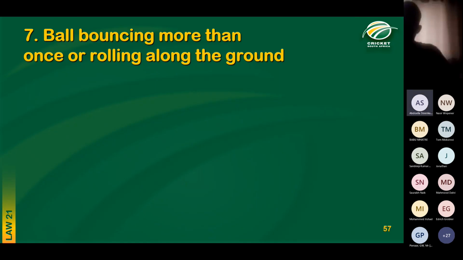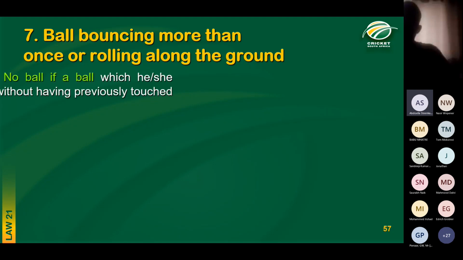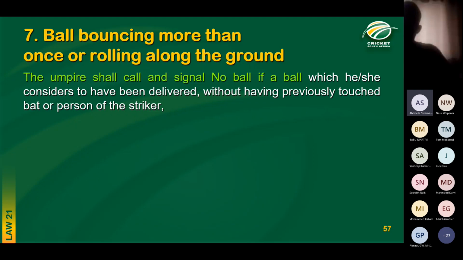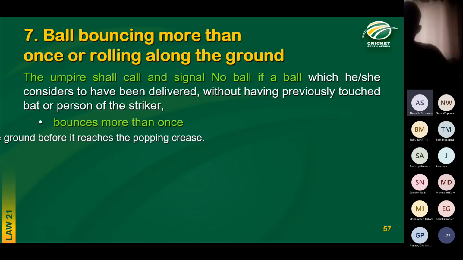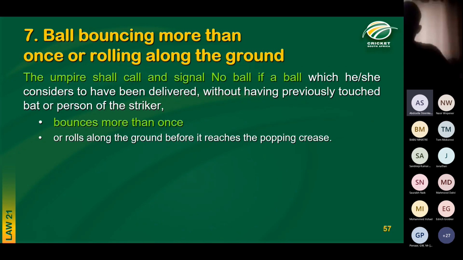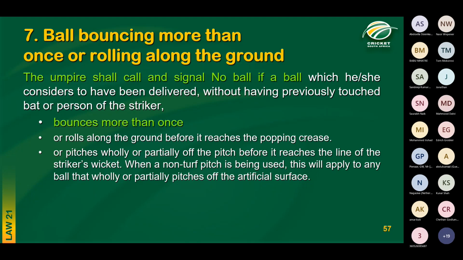So what happens if a ball bounces more than once, or it rolls along the ground? The law tells us that either umpire shall call and signal no ball if the ball bounces more than once or rolls along the ground before reaching the popping crease. So if it bounces a second time before reaching the popping crease, the law tells us that either umpire is to call and signal no ball. Although the striker's end umpire will be in the best position to call this, either umpire can call it.